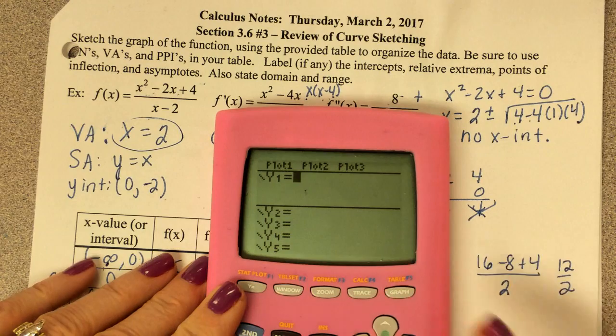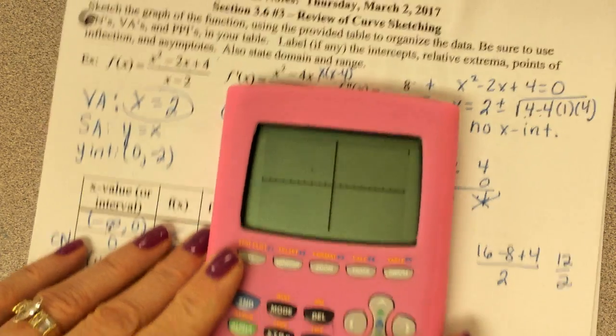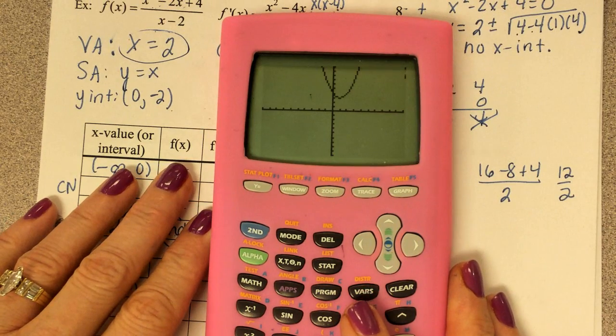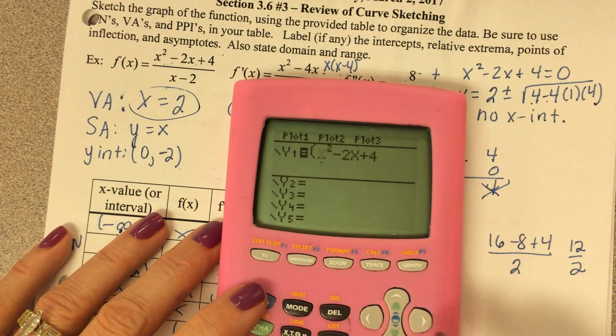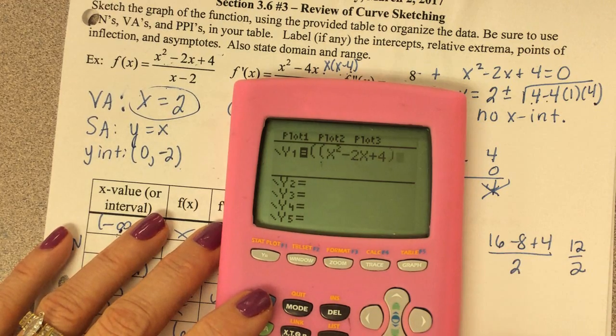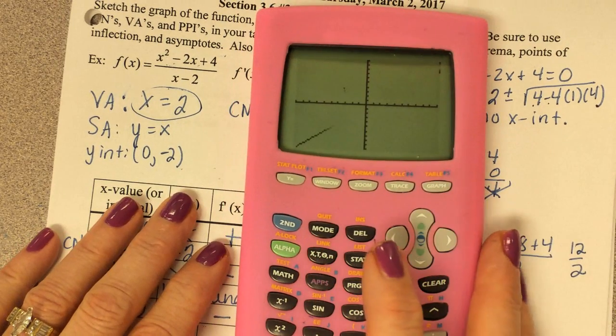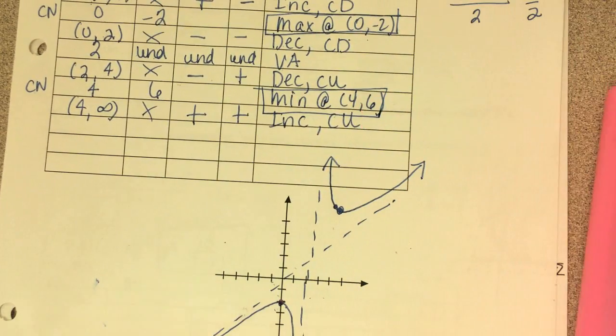See, if I'm on y equals and I just did x squared minus 2x plus 4 and just graph that, that's just a parabola, right? But if I change it to having it so that it's now going to be a rational function, it changes it completely. Now it looks like this, what we just graphed. Okay? So big difference between rational functions and just polynomial functions. All right.